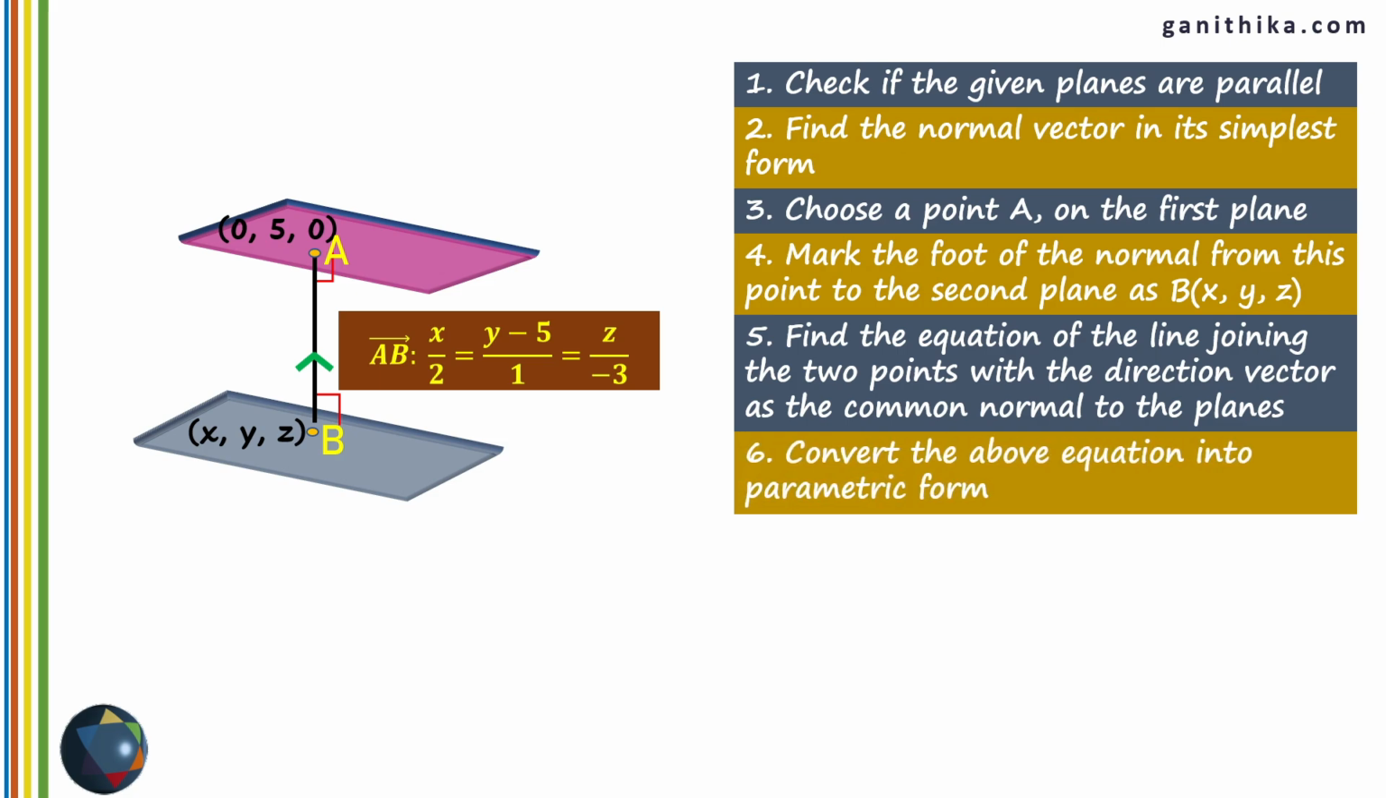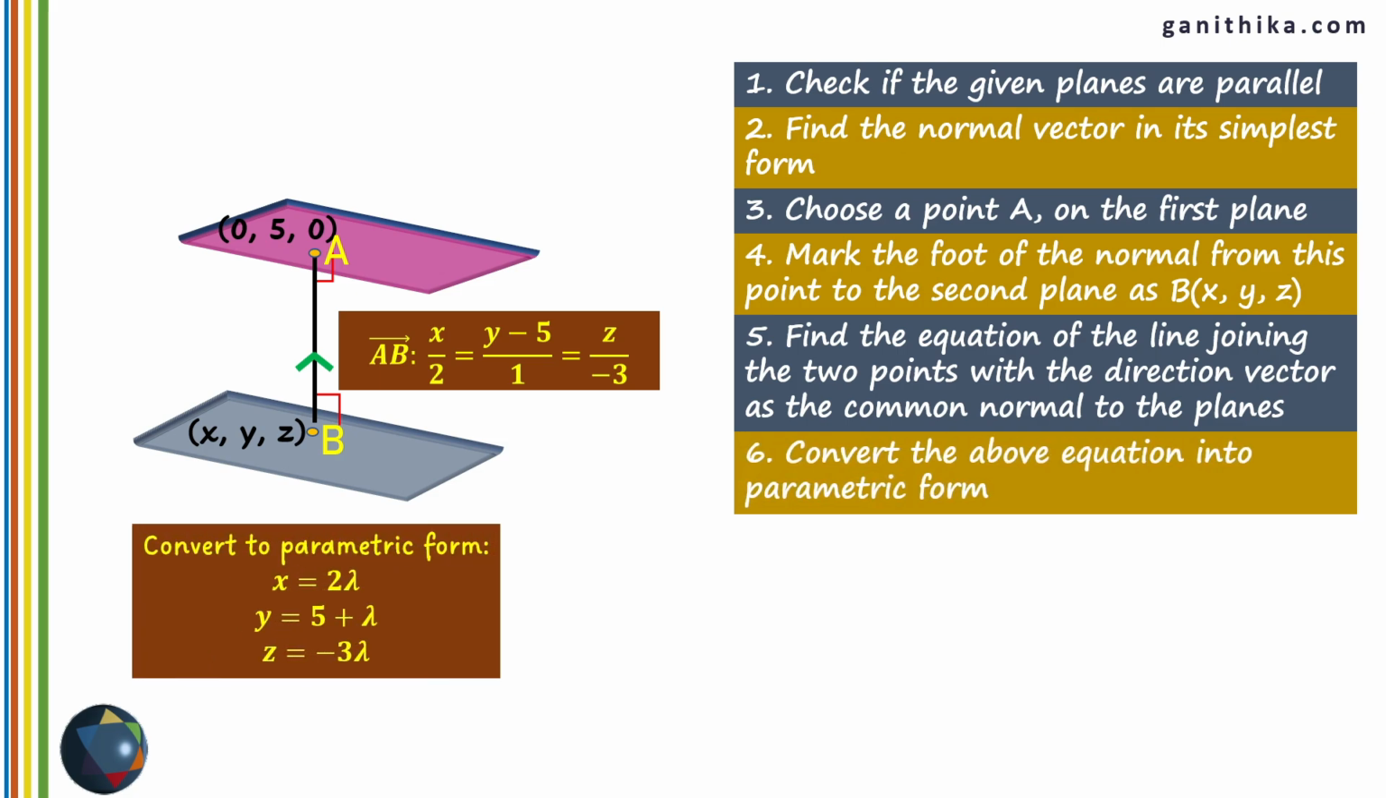Then convert this to parametric form. Why did we convert that? In order to substitute and find lambda, and then substitute the lambda again into the xyz and find the point x comma y comma z, which is b on the second plane.